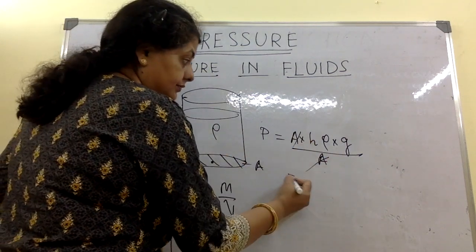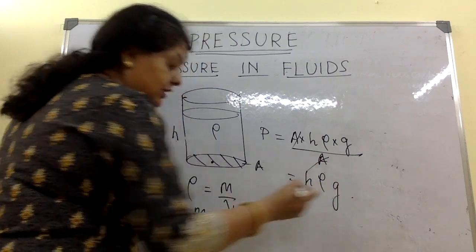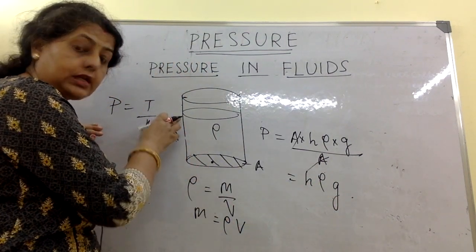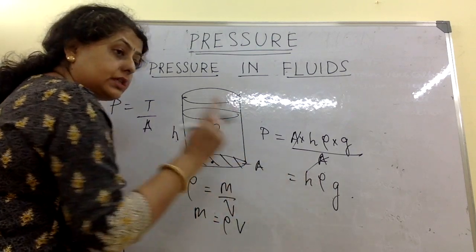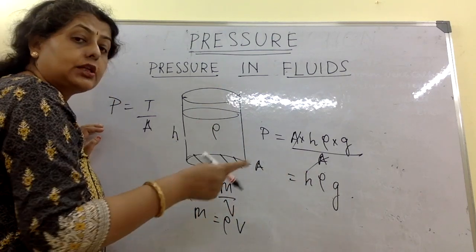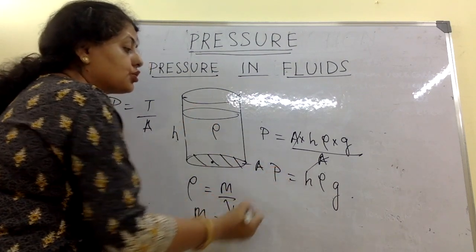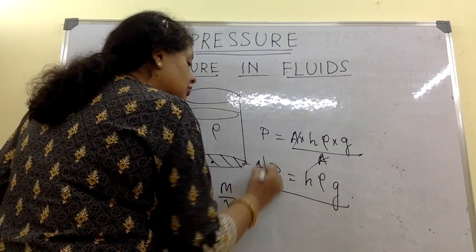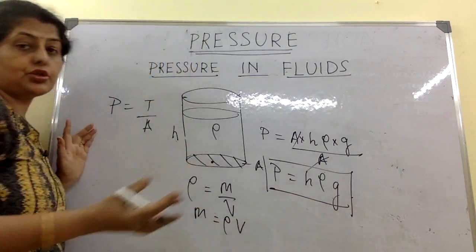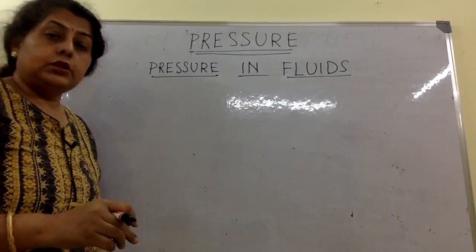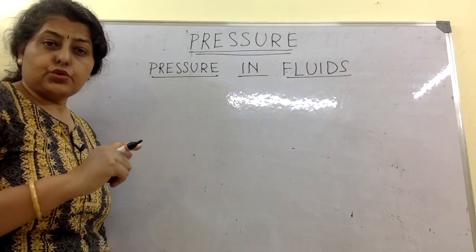So this is the pressure. What is it? Height of the level of water, vertical height h, into rho, density of whatever liquid it is, into g, acceleration due to gravity. That gives us the pressure. So this is the formula of pressure of fluids. This is how exactly we got it. Now there are some examples based on this too.